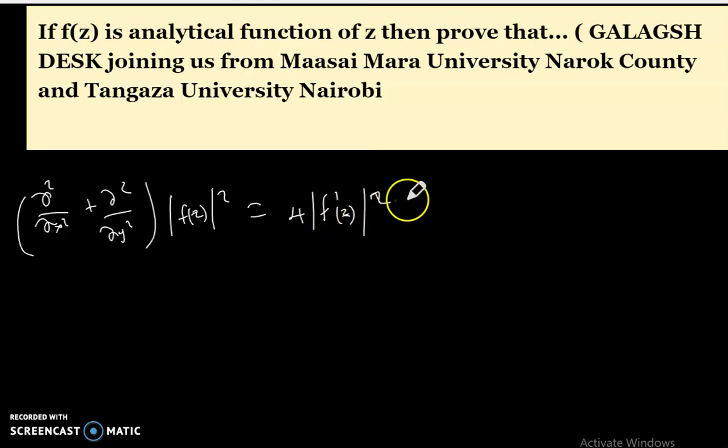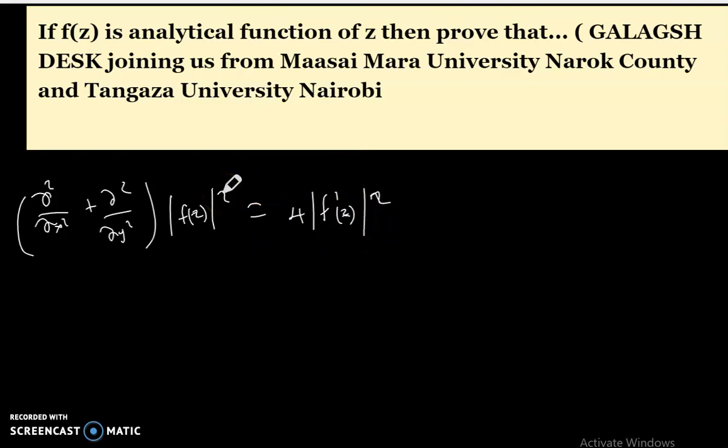So we are proving that the question says if f of z is an analytic function of z, then prove that del squared, of course this is a partial derivative with respect to phi. It can be seen as del squared of phi with respect to x plus del squared of phi with respect to y, of this function f of z. When you take the modulus sign, it will give you 4 f prime of z, and this all together will be squared.